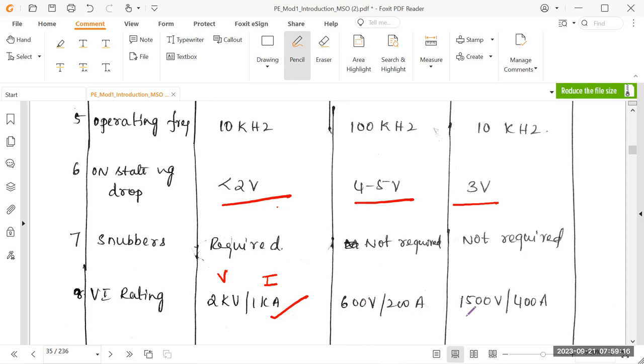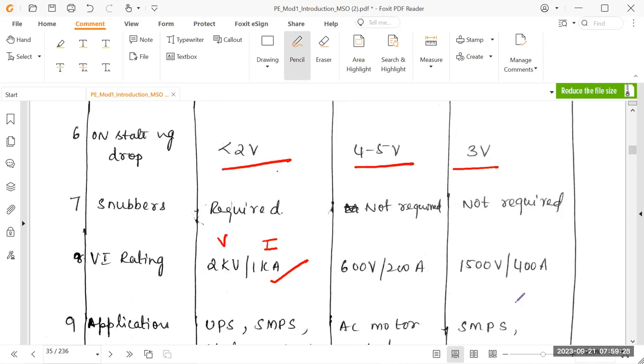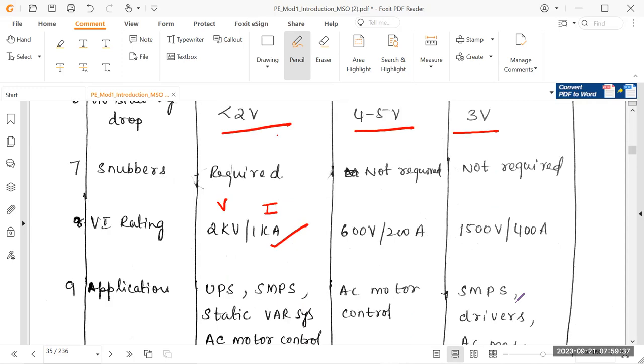And coming to the IGBT, the voltage rating is 1500 volts, and the current rating is 400 amperes. So these are the voltage and current ratings of the power BJT, MOSFET, and the IGBT. Next, coming to the applications.